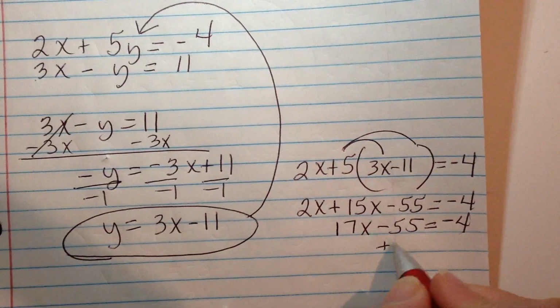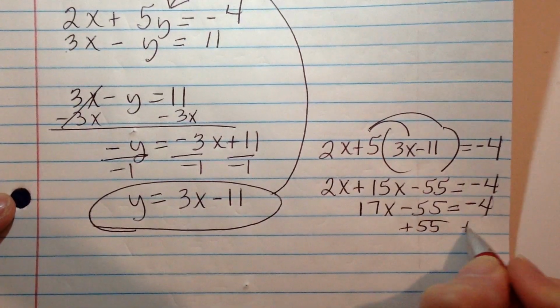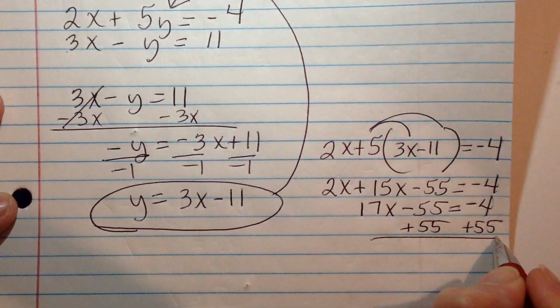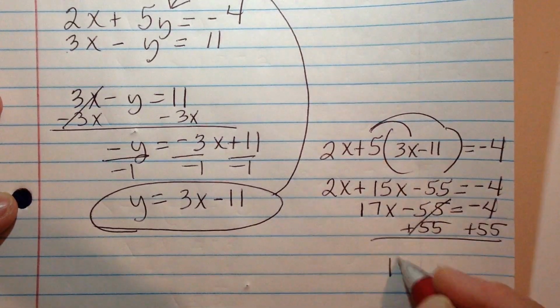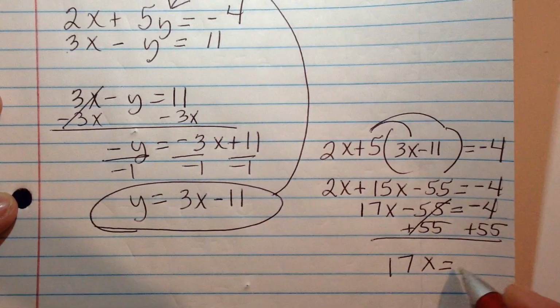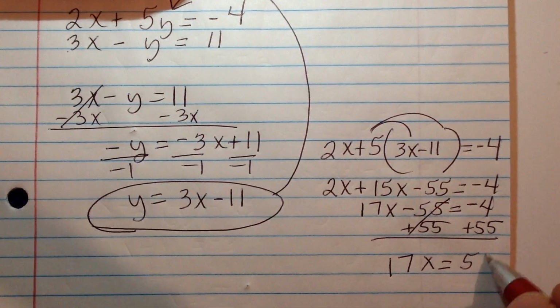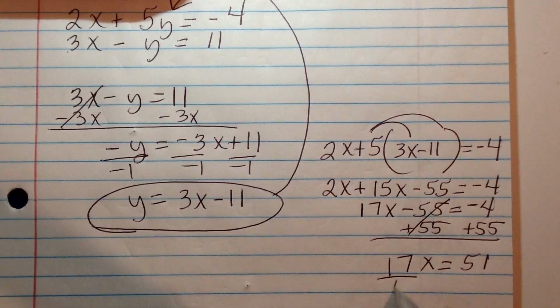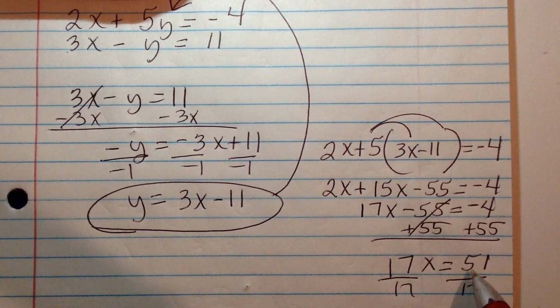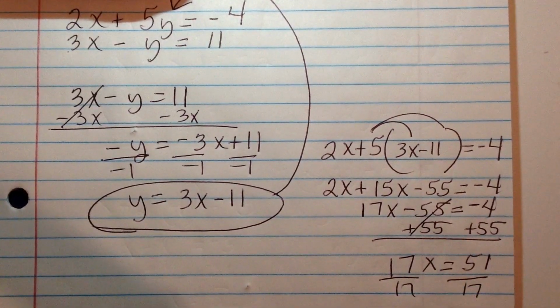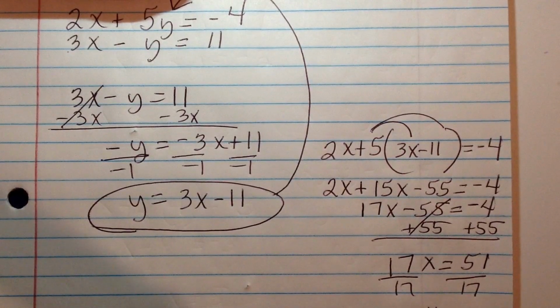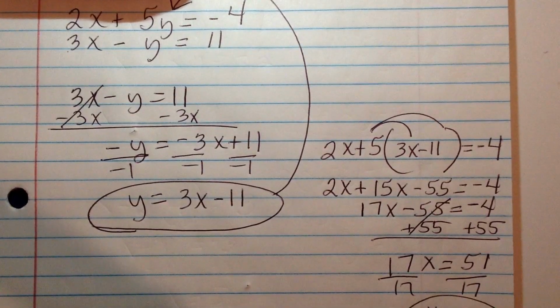Continue working. Let's add 55 to both sides. Adding 55 to both sides, solving for x, I have 17x equals negative 4 plus 55 is 51. Next, divide both sides by 17. If you punch in your calculator 51 divided by 17, you find x to equal 3.